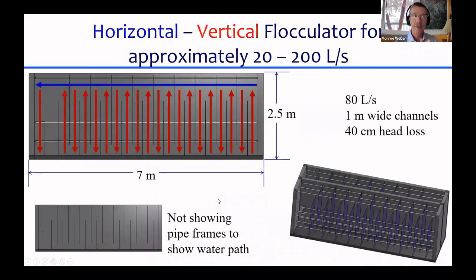Next one is the kind of flocculators that we've been building lots of, and I call these horizontal vertical because at the big scale, it's horizontal flow as the flow goes down one channel and back the next. And at the smaller scale, it's going up and down around the baffles. Questions about that? So this is the design that we use for flows maybe between 20 and 200 liters per second.